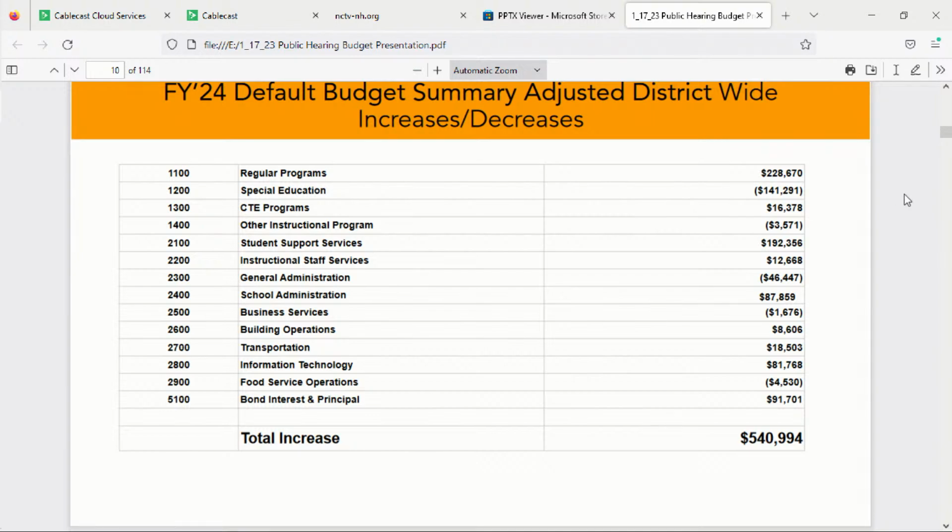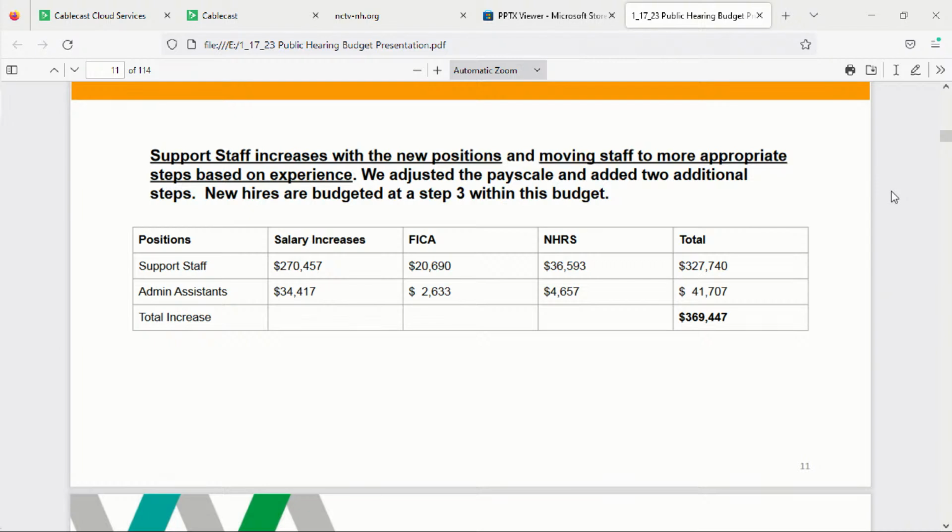Okay, the next slide is the support staff negotiations. Now this is a little bit different than what's on the warrant article, because the warrant article is the support staff at the time that we negotiated. This includes new hires that would be added for a total of $369,447.